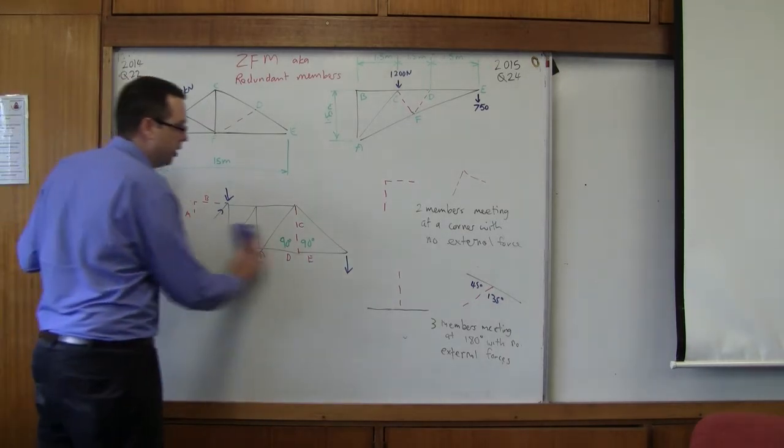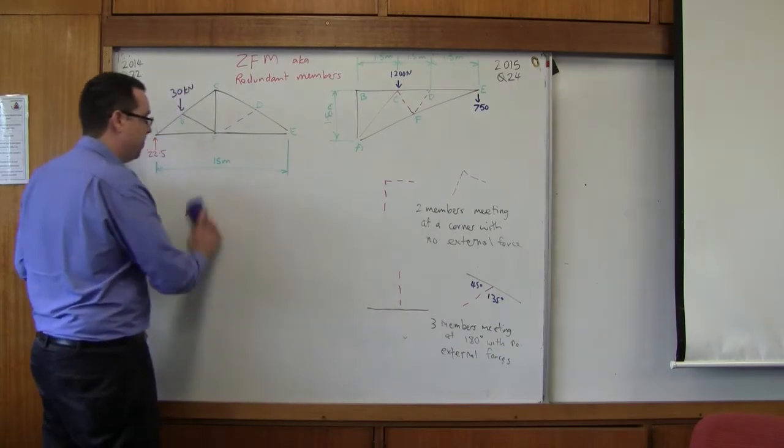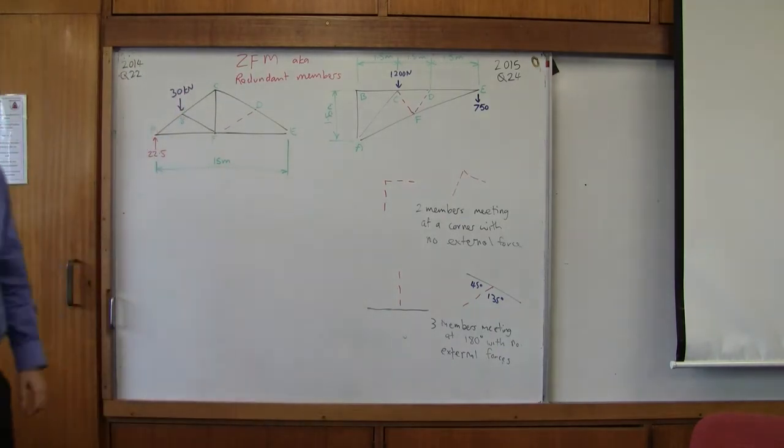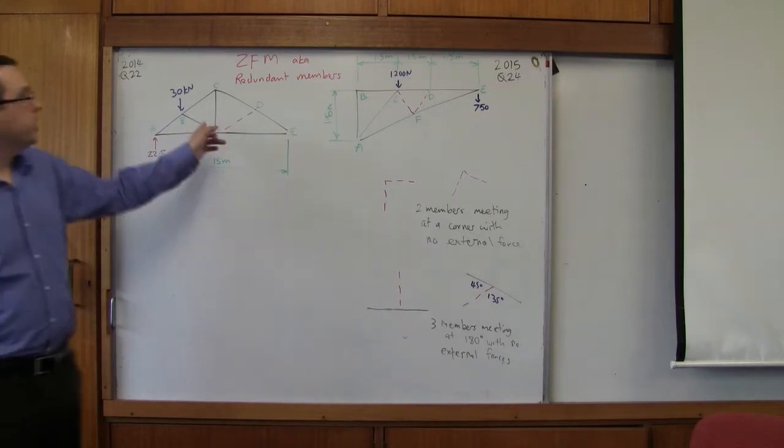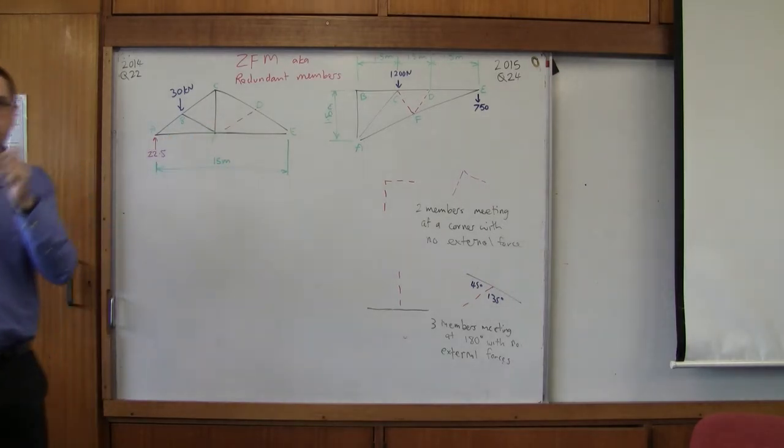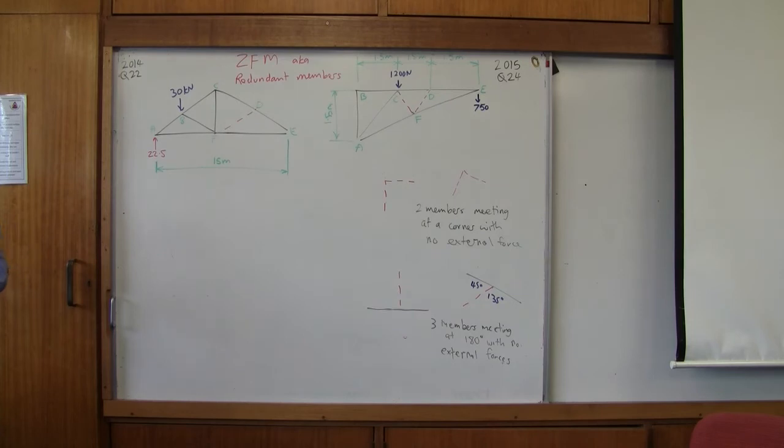So I'm going to get rid of this one here that was my example, and we're going to start with a new one. Okay, so I want to find DF. How am I going to find DF? So what's my first step?